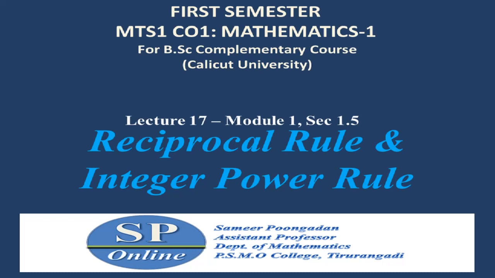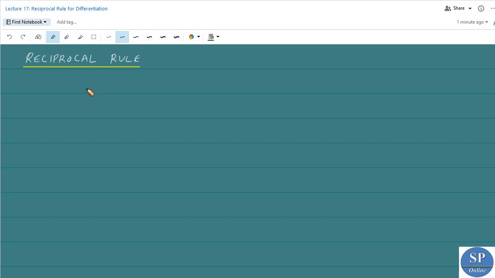Hello everyone. Today we are going to discuss the topics reciprocal rule and integer power rule for differentiation. Reciprocal rule is the rule for differentiation of the ratios of this form 1 by some g of x. This reciprocal rule is actually a particular case of the quotient rule.